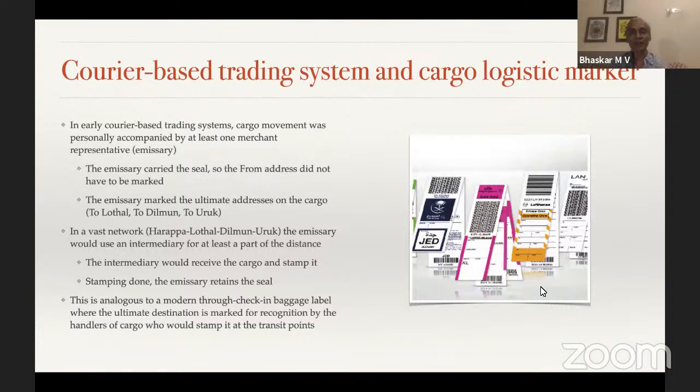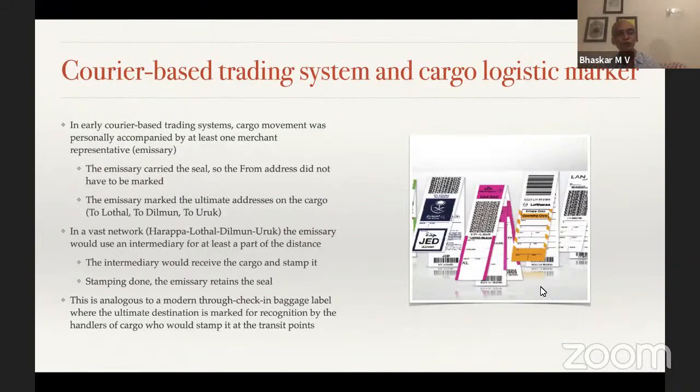And the emissary marked the ultimate address on the cargo, let us say, from Harappa to Lothal or to Dilmun or to Magan or ultimately to Uruk or any other ultimate destination. And we know that there were many ultimate destinations and not just Uruk. I'm simplifying and keeping things to a single value for the sake of easy comprehension for myself and others. In a vast network, which begins in, let us say, Mohenjo-daro, and then goes to Dholavira, and from Dholavira it goes to Lothal, and then it goes to Dilmun, and then it goes to Uruk.